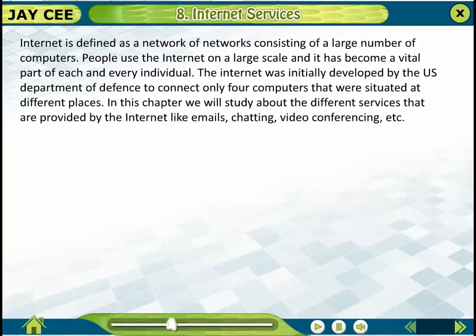The internet is defined as a network of networks consisting of a large number of computers. People use the internet on a large scale, and it has become a vital part of each and every individual. The internet was initially developed by the US Department of Defense to connect only 4 computers that were situated at different places. In this chapter, we will study the different services that are provided by the internet, like emails, chatting, video conferencing, etc.